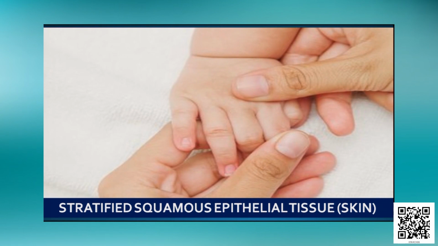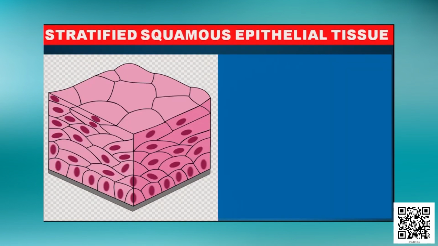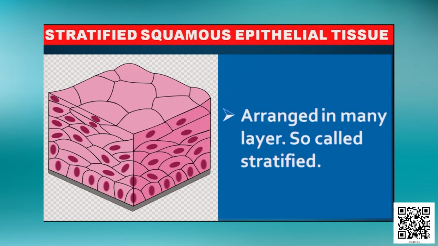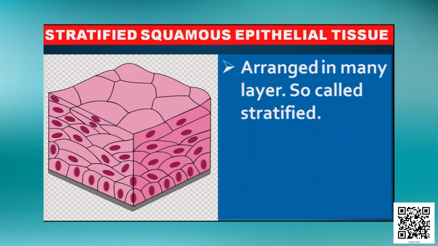Not simple, it is stratified squamous epithelial tissue. So stratified squamous epithelial tissue is made up of many layers. See the picture here? The picture shows that the cells are arranged in many layers. That's why it's called stratified.